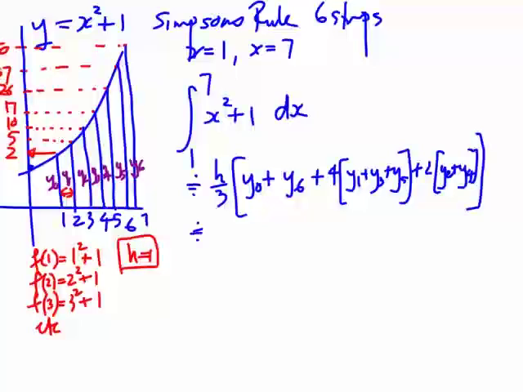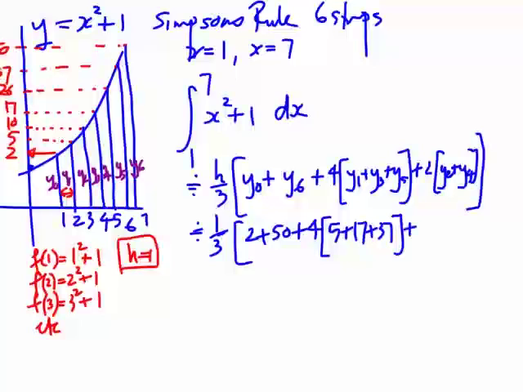So it's approximately 1/3. Now, what do we have? We have 2 plus 50, so the first and last. Plus 4 lots of y1, y3, and y5, which are 5, 17, and 37. Plus 2 lots of y2 and y4. These are the evens, y2 and y4, which are 10 and 26.